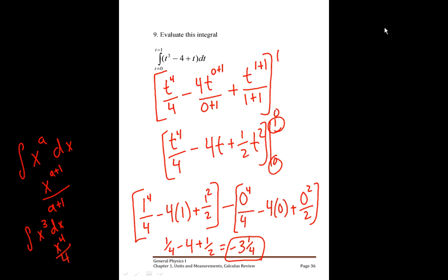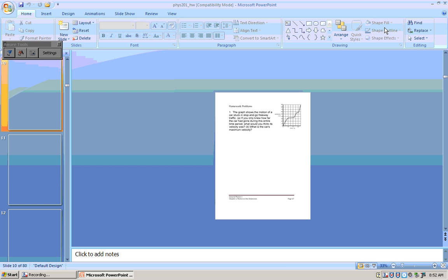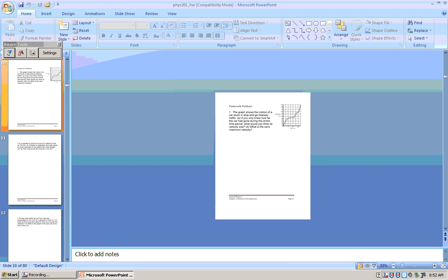We'll get to integrals in the next chapter, but they won't be more complicated than this, just doing basic polynomials. I'll help you as we go along. We'll do some in class as well. All right, that's the end of chapter 1.